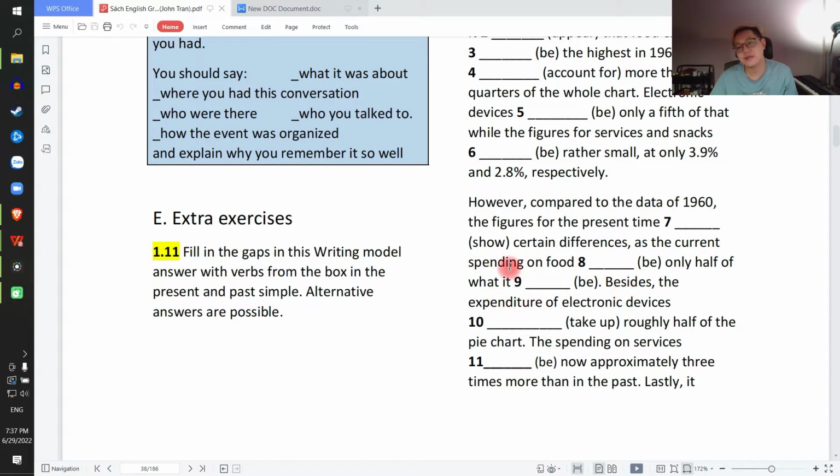Okay. Current spending on food is of course singular. Cái chỗ chi tiêu hiện tại về lương thực này nó là số ít cho nên phải là is. Còn chỗ này là chỉ một nửa của cái nó đã từng, tức là phải là was ở đây.